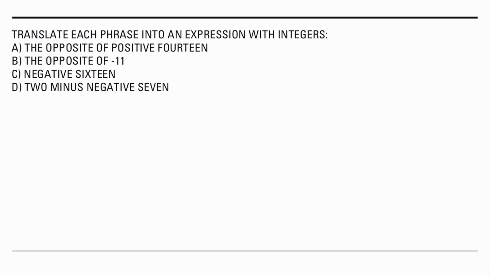So the opposite of positive 14. So we would have the opposite, which is the negative symbol, and then we would have positive 14 in brackets. This would then evaluate to negative 14. So now for B, we've got the opposite of negative 11. So we first want our opposite symbol, and then we can put our parentheses and then put negative 11. So remember, an easy way to remember this is negative and negative become positive. So the opposite of negative 11 will also be positive 11.